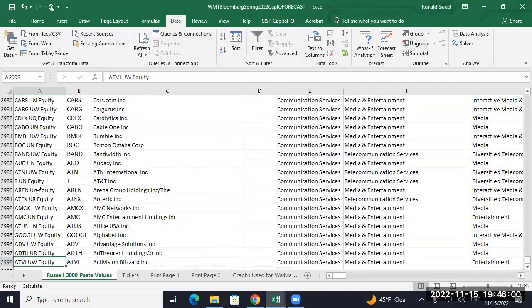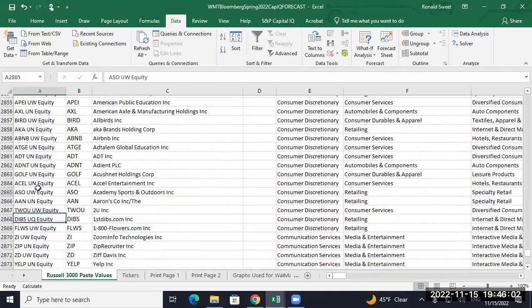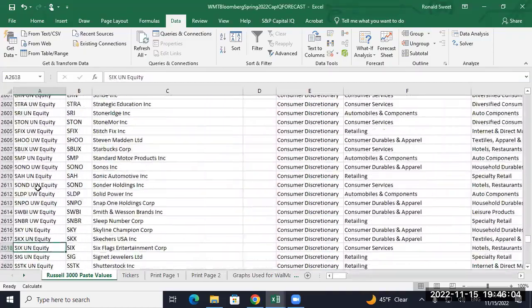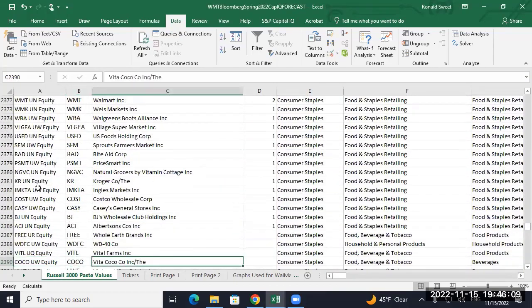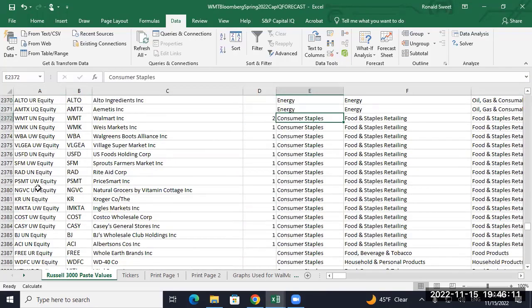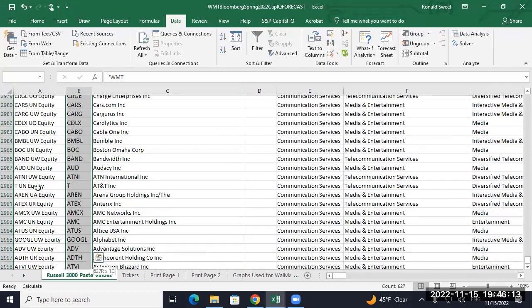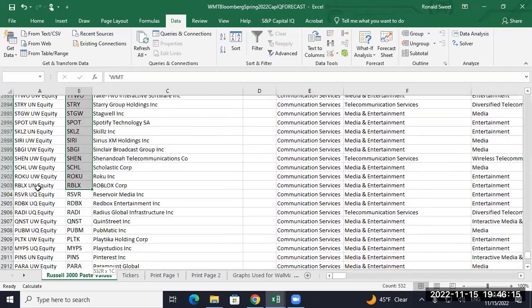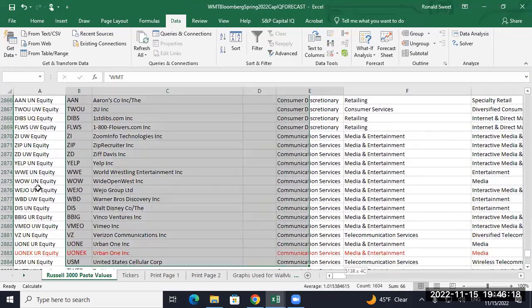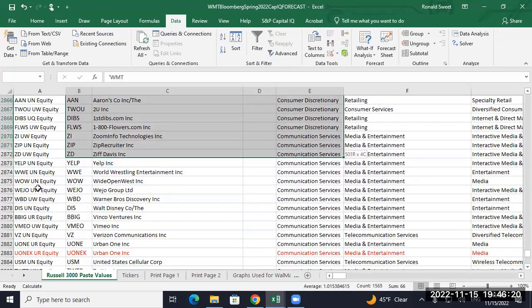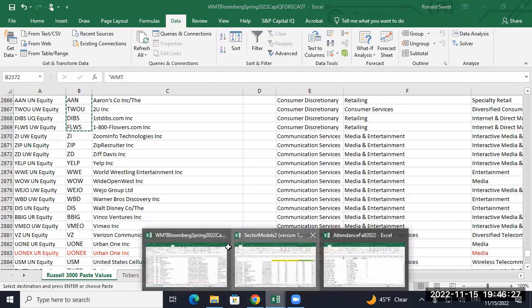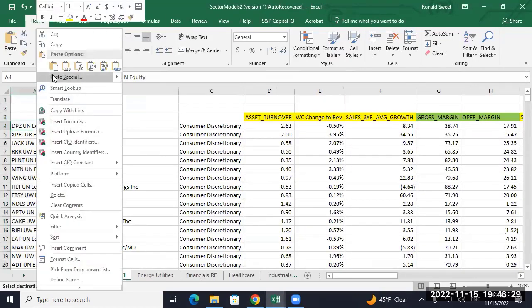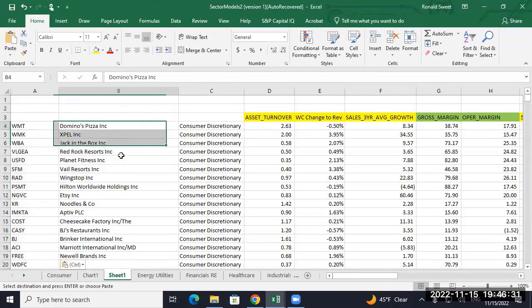All right, so I get my consumer stocks. Here's discretionary and staples. So get your tickers, and put them into the model.